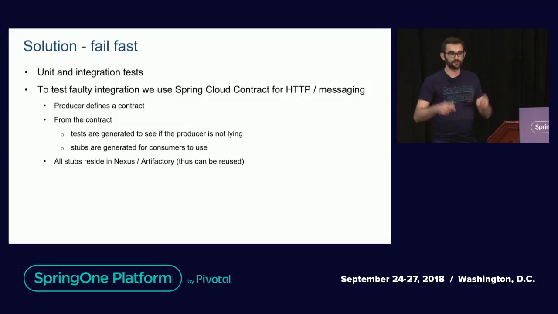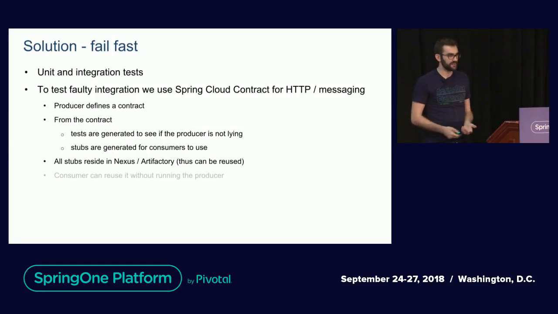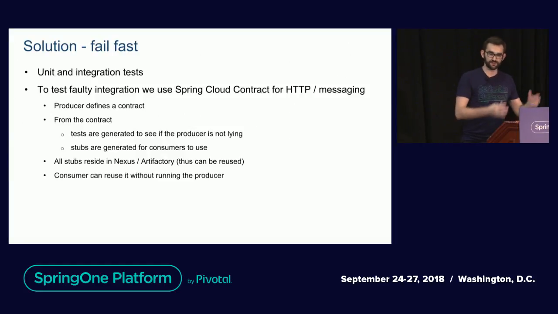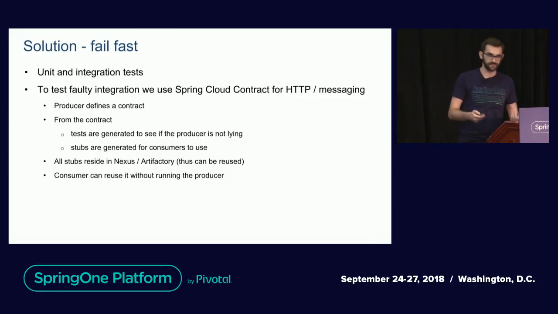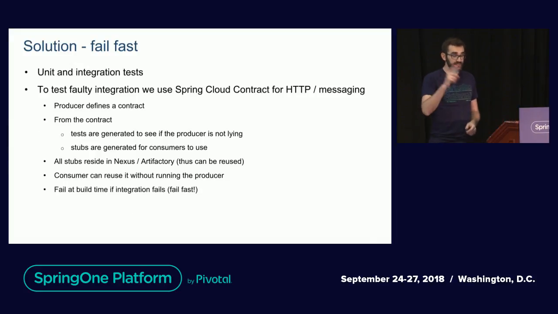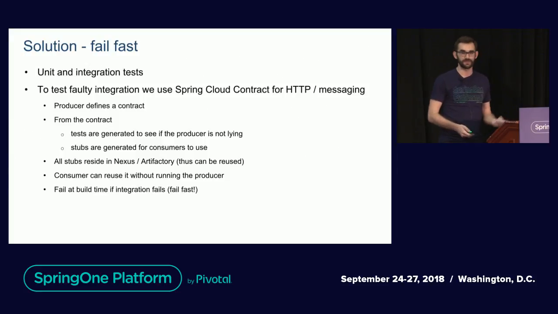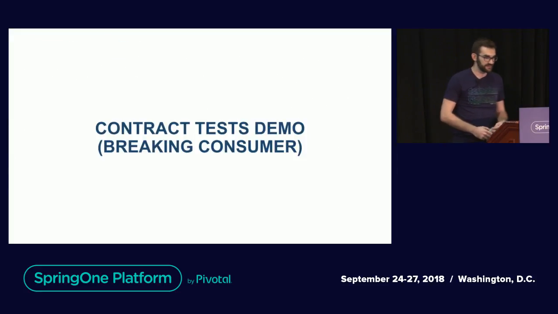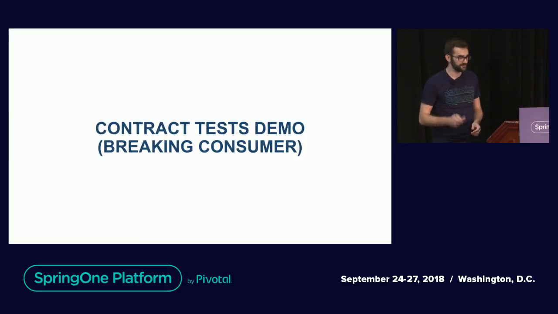Since the stubs are pushed to a common place, like a Git repo, Nexus, Artifactory, something like this, they can be reused. And since they can be reused, you can have multiple consumers consuming the same API, which will be verified, and the stubs will be created once, so you don't waste time. Which means that if you have this whole automated process, you can fail at build time if integration fails. And let's do what we love the best, so code on the slides. Let's check out the demo.